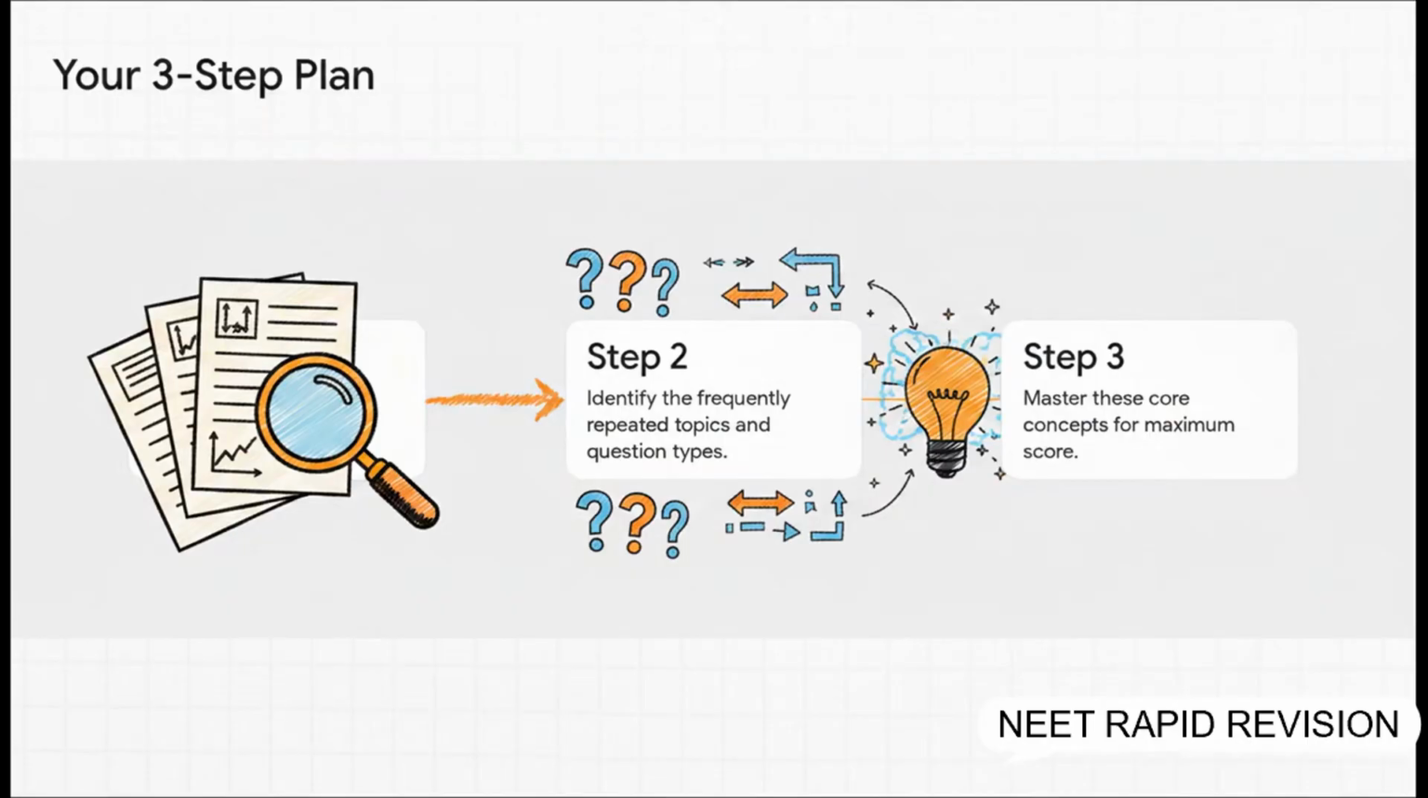So here's your game plan. It's a simple 3-step process. Step 1, get your hands on at least 5 years of previous papers and really analyze them. Step 2, hunt for these patterns. Identify the topics and the types of questions that keep popping up. And step 3, master them. I mean, really, really master those core concepts until you can answer them in your sleep. That, my friends, is how you study smart.